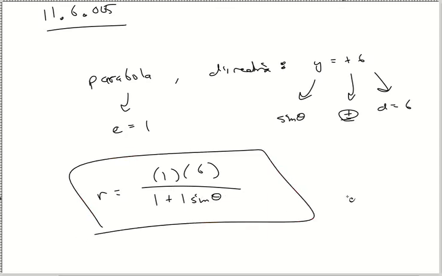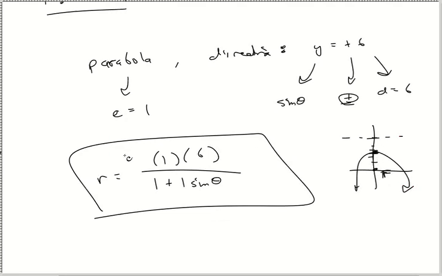You're done. You want to graph this thing where your focus is right here. Your directrix is at 6. 1, 2, 3, 4, 5, 6. And I'm guessing that your center is at 3, but that's just a guess. My vertex is at 3 there. Next question.